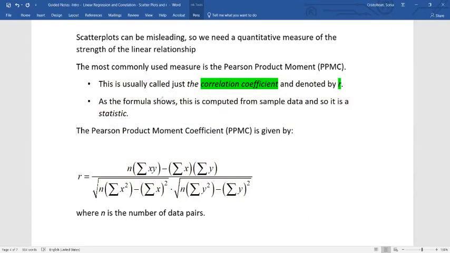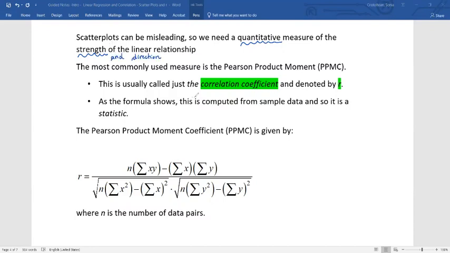So we need a measure to describe the relationship between two variables because scatter plots can be misleading. So let's see what will be a quantitative measure of the strength and direction of the relationship. So I will add right here, and direction.